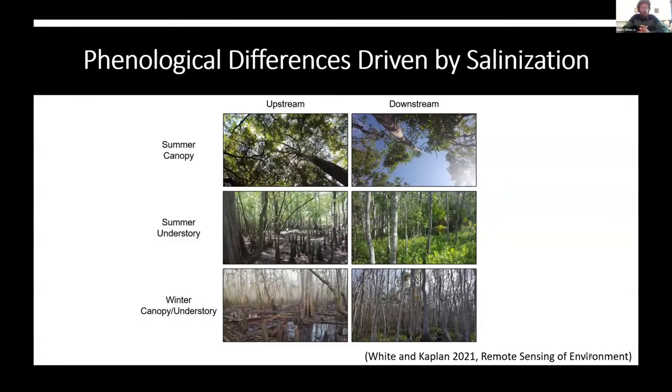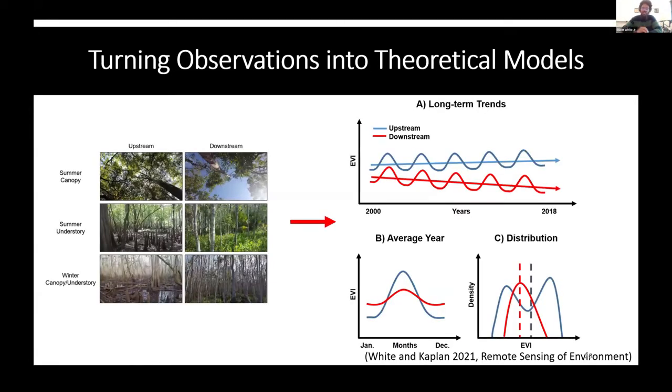So as I talked about, I started this work as a field-based ecologist, and I knew almost nothing about remote sensing. And so what I really wanted to do was take my knowledge of ecology on the ground and translate that to remote sensing. So I started to think about what are the differences in canopy during the growing season and the winter season, and then also what's the difference in the understory, and think about that from an upstream and downstream context. I translated that into theoretical models of the remote sensing data that I thought I was going to see.